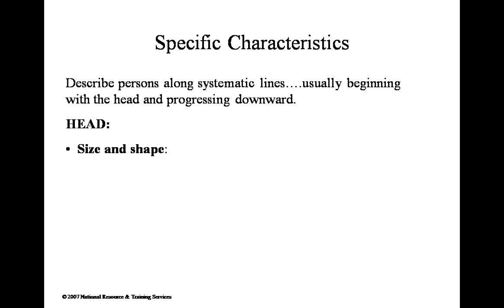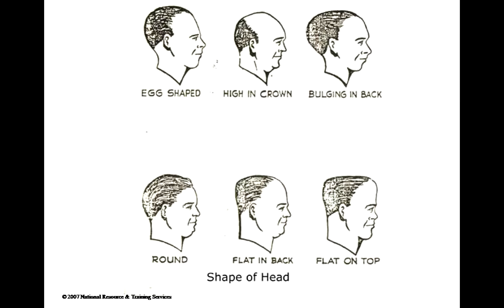Some specific characteristics. Describe persons along systematic lines, usually beginning with the head and then progressing downward. When describing someone's head, talk about size and shape. Here you have the common shapes used to describe a person's head. Egg-shaped, high in the crown, bulging in the back, round, flat in the back, or flat on top, with round being the most common shape.